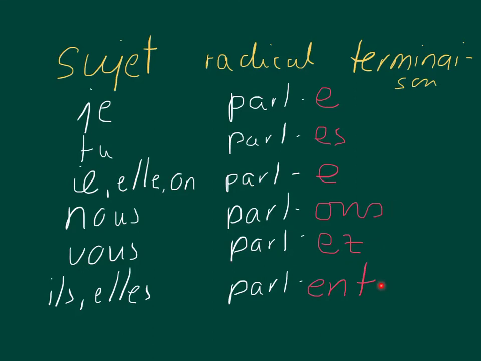Vous parlez. Ils parlent. Notice the four that are pronounced exactly the same. Je parle. Tu parles. Il, elle, on parle. Ils, elles parlent. So if you're not here, you must hear the subject or know from context who this verb is talking about.